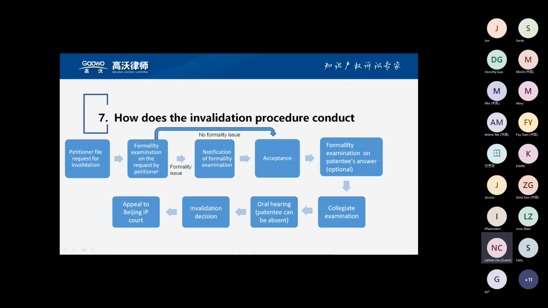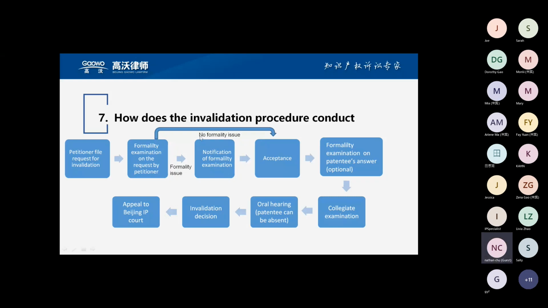In some cases, in your request, you fail to present the causes, or even if you present the causes for the invalidation, you fail to specify the combination of the evidence. They will issue a notification of non-acceptance. You have to refile, you have to resubmit your request.